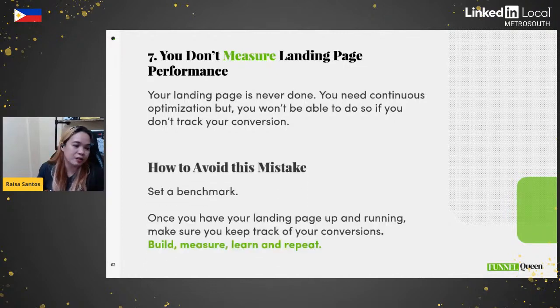And how to avoid this mistake? Set a benchmark. Even before launching, even before you go live, set a benchmark. So for example, for the opt-ins, I want 40%. If I hit 40%, that means that I'm hitting my goal. My landing page is performing really well. But if I hit 20%, it's okay, but it's not really hitting my goal. If I hit 10%, that's absolutely bad. I need to update, I need to change the headline, I need to change the copy and things like that.